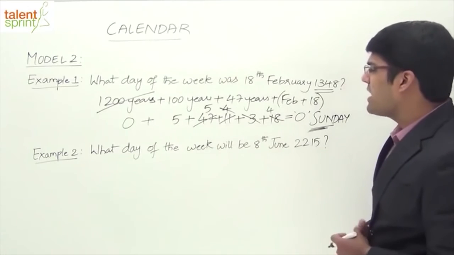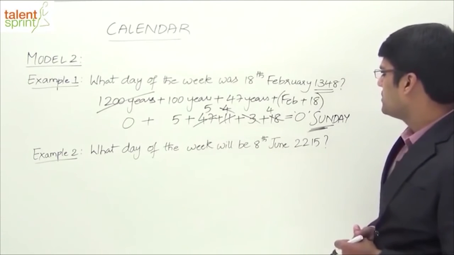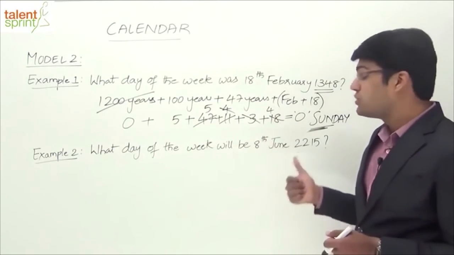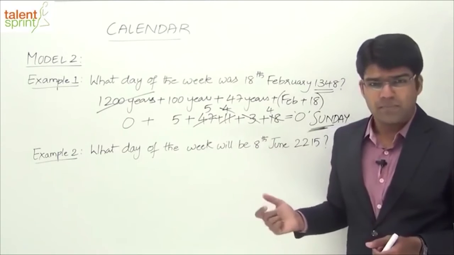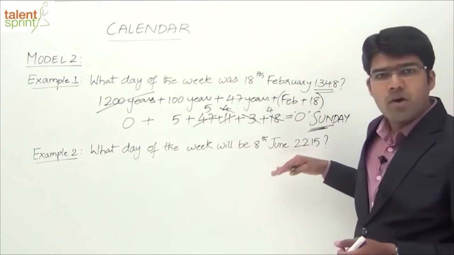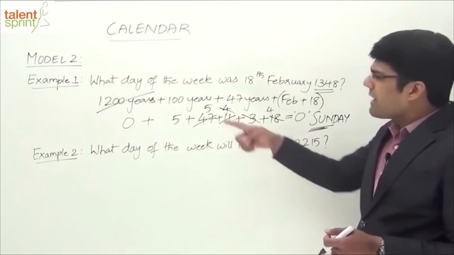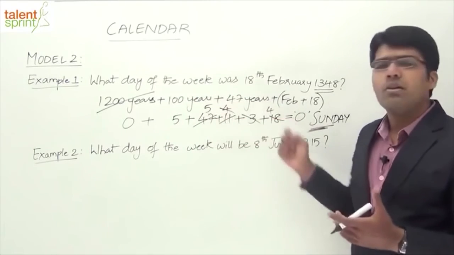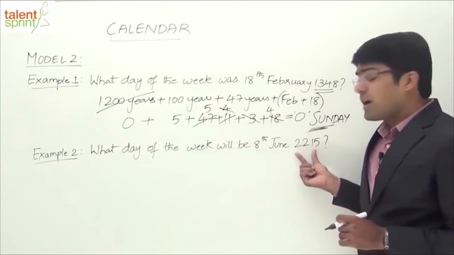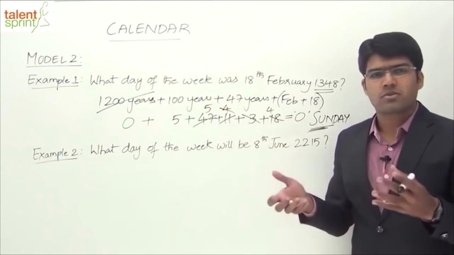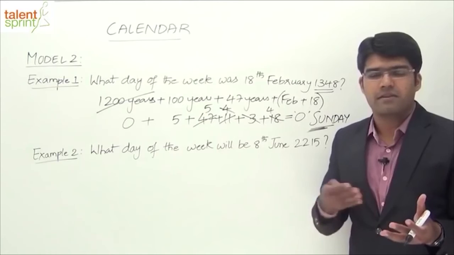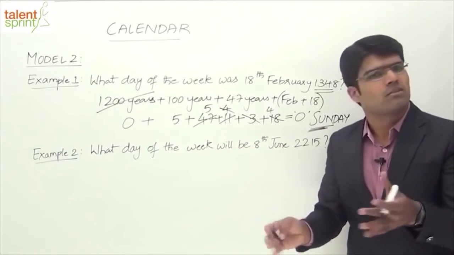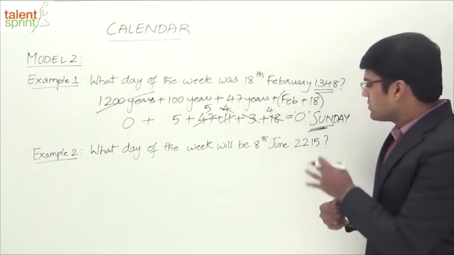The question here is, what day of the week will be 8th June 2215? Now this is a future date, right? Let us find out the number of odd days for this period, but without writing all these individual steps. If you observe 2215, first 2000 years have 0 odd days. Every 400 years we have 0 odd days, so 400 into 5 gives us 2000 years, which will have 0 odd days. So 2000 years is gone.